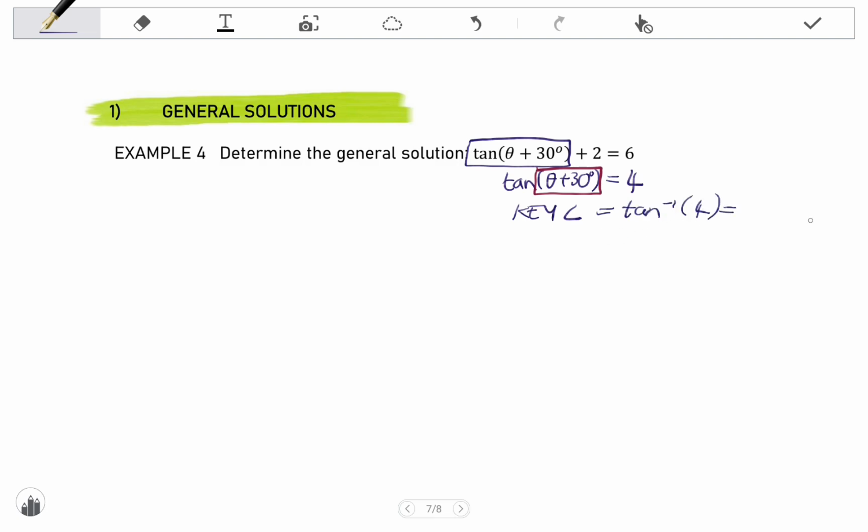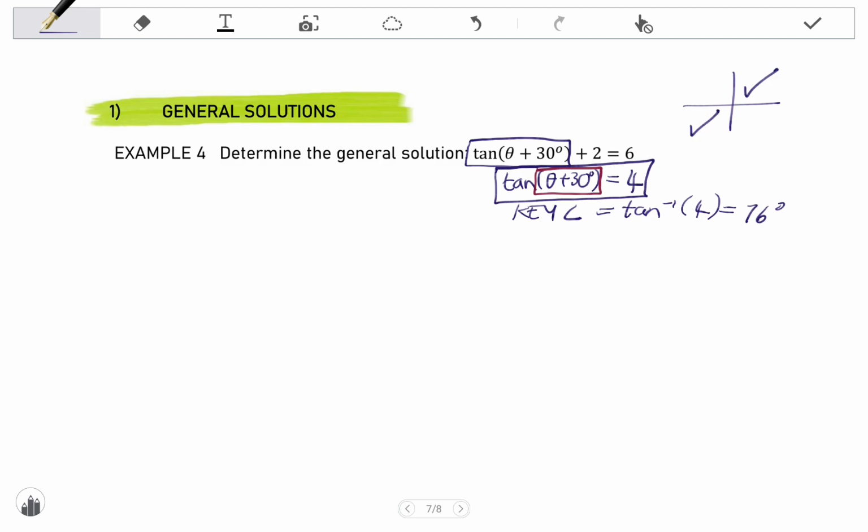And my key angle will be 76 degrees. Then I need to determine the quadrants. Where I have isolated the trig function, that form of the equation I look at, I have tan of an angle is equal to positive 4. Tan is positive in quadrant 1 and quadrant 3.